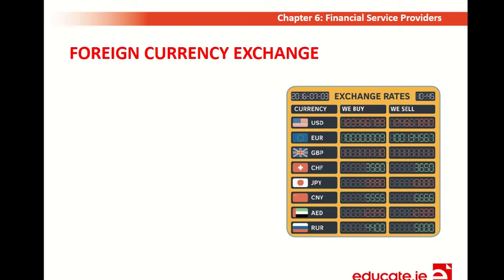Chapter 6, Financial Service Providers. We're looking at the second part of the chapter now on foreign currency exchange.